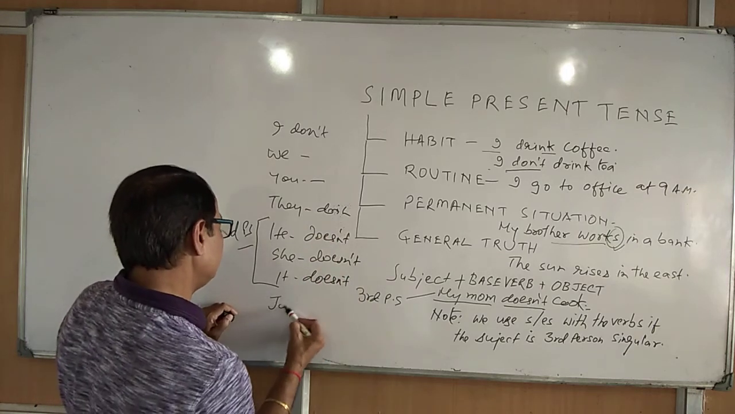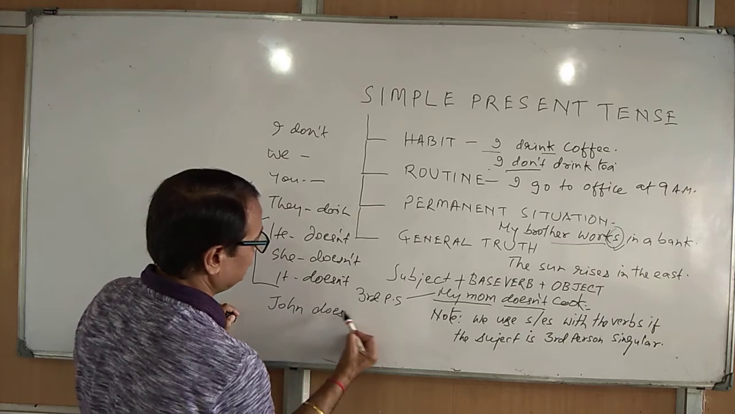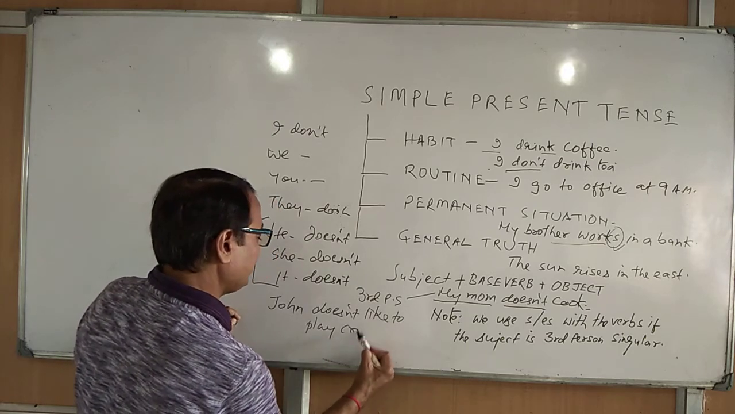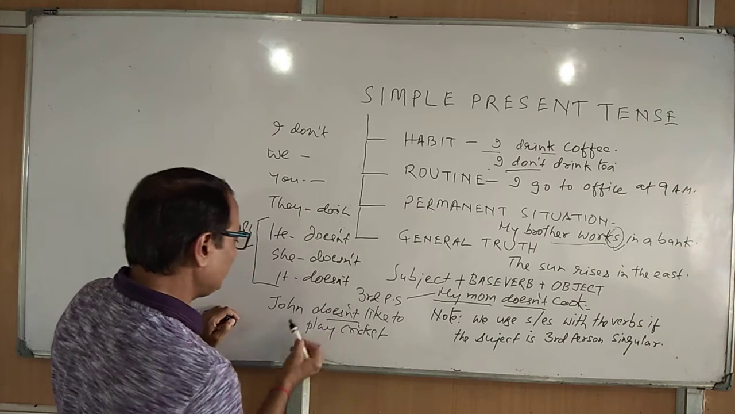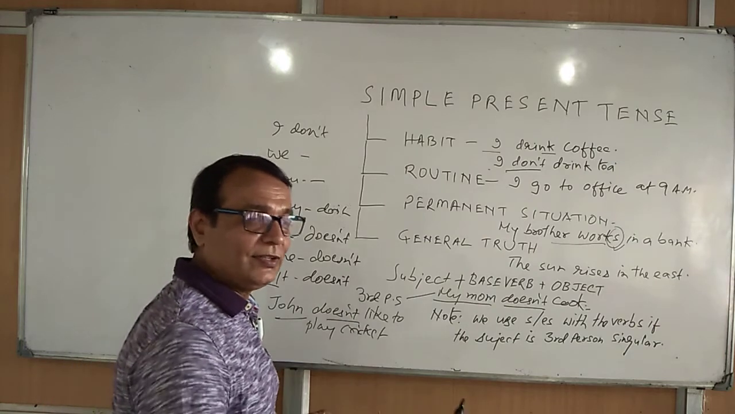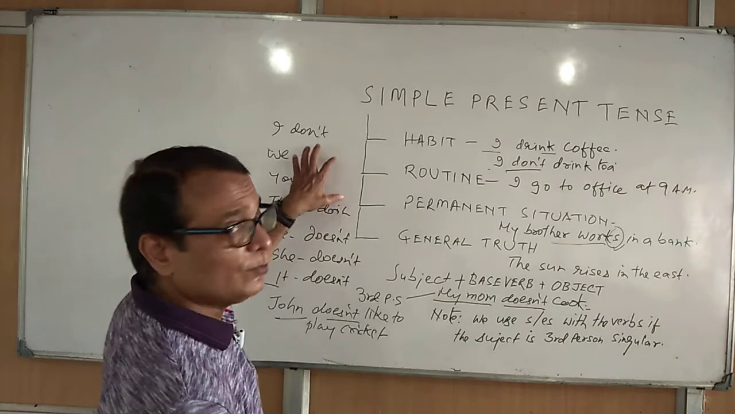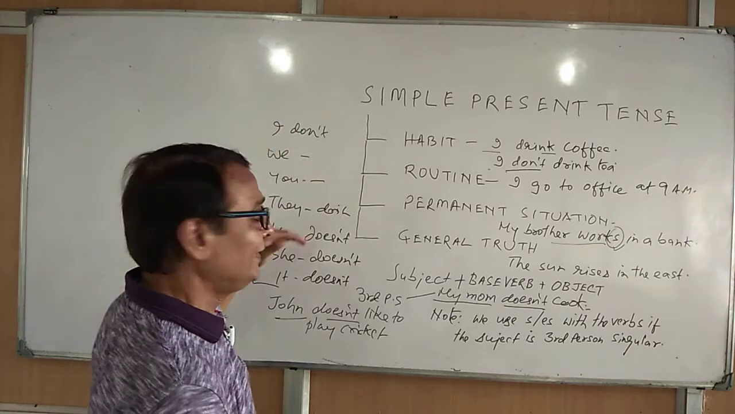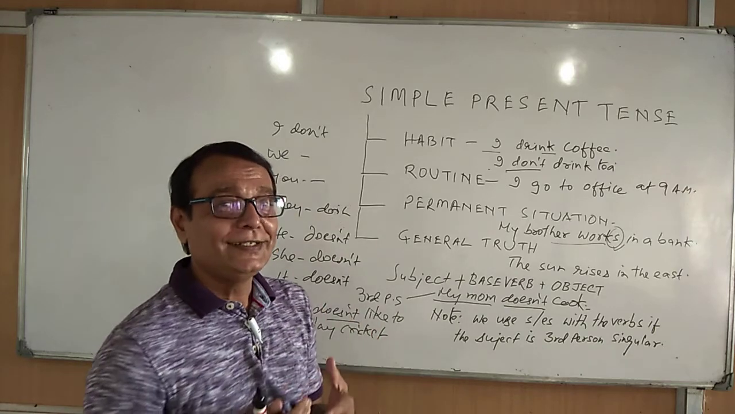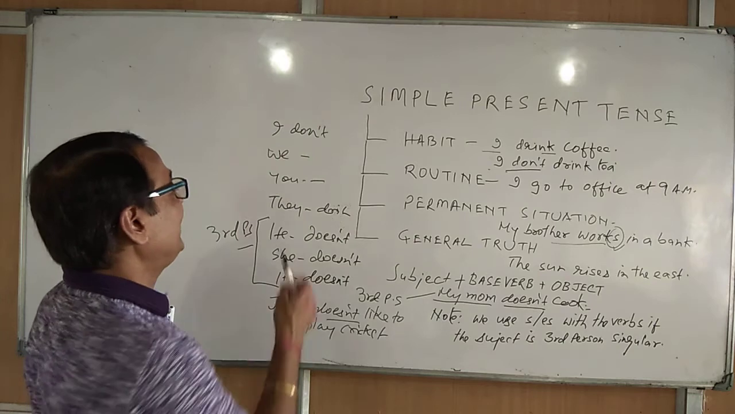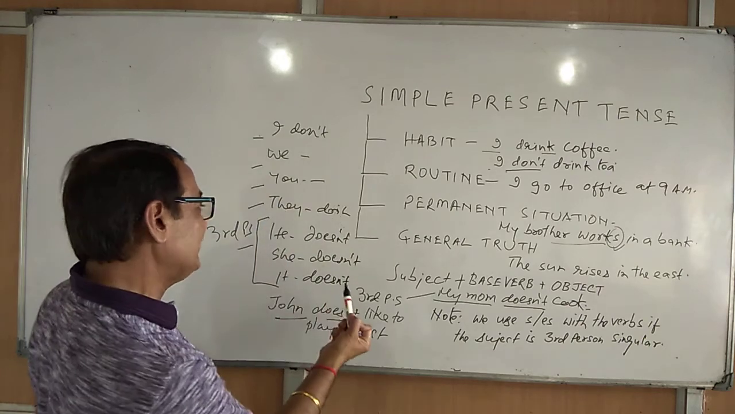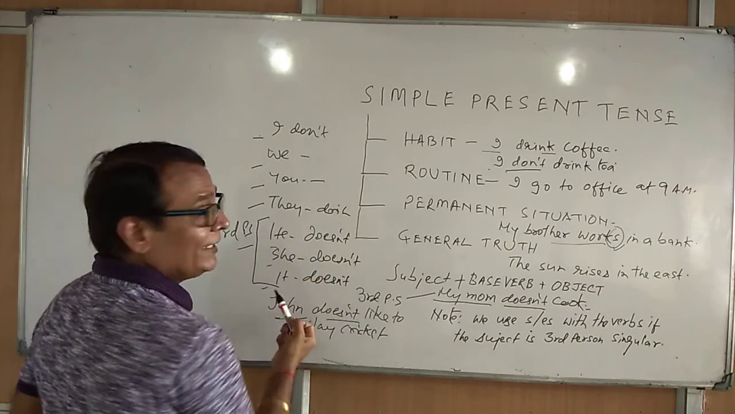Okay, suppose John doesn't like to play cricket. Here I am using doesn't because John is again third person singular, because I am talking about John and John is third person singular, so I am using doesn't here. This is very important to know where to use don't and doesn't. Most of the learners in the English language get confused in the uses of don't and doesn't. But I have made it clear where to use don't, we use don't with I, we, you, they, and doesn't with he, she, it or any one name.